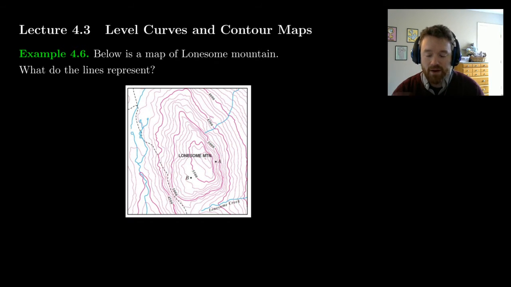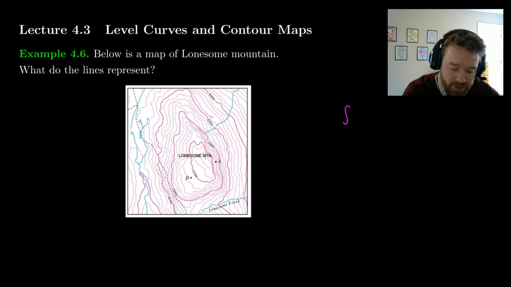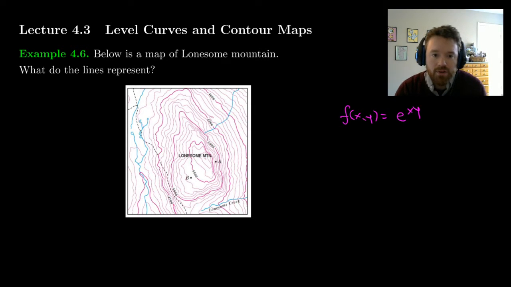But it's very uncommon that I would even have something I could graph, right? I might have a function like f of x y is equal to e to the x y, for example. There's no way that I'm going to be able to sit down and graph this without plotting points or doing something completely different. And so I want to talk about level curves and contour maps.